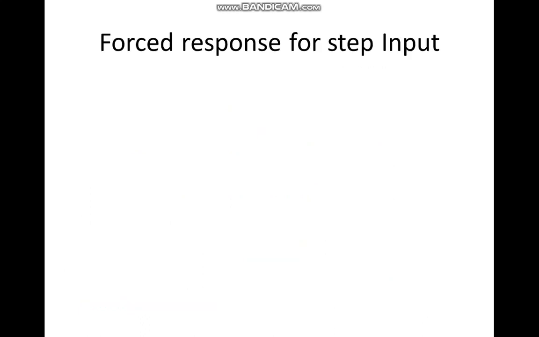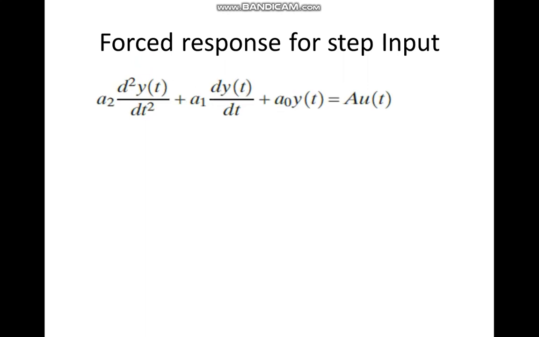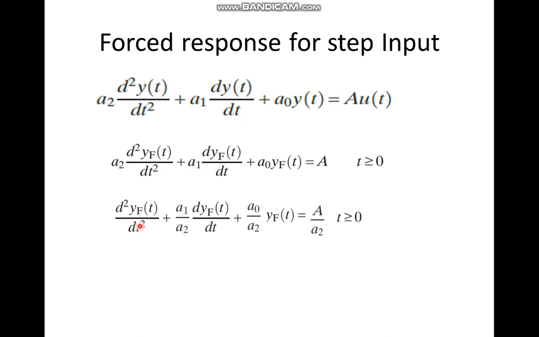For the differential equation with a step input, the forced response yf can be found by keeping the right-hand side as it is. That is, in natural response, we put the right-hand side of the differential equation equal to 0, while finding the forced response, we keep the right-hand side as it is. Therefore, while finding forced response, we replace y of t by yf of t and get this equation. Dividing both sides of the equation by a2, we get this, which is an equation in standard form.